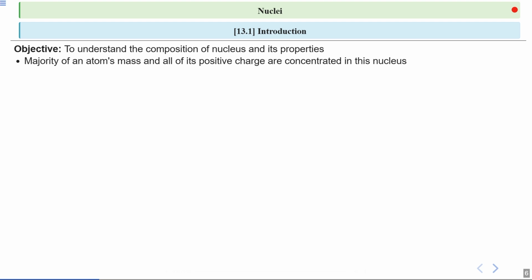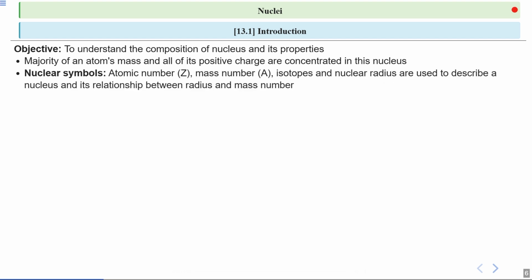Now notice that most of an atom's mass and all of its positive charge are packed into the nucleus. This means that even though the nucleus is extremely small compared to the whole atom, it holds almost all the weight and the positive charge. This concentration of mass and charge is what gives the nucleus its unique properties. Nuclear symbols, atomic number, mass number, isotopes, and nuclear radius are used to describe a nucleus and the relationship between radius and mass number.